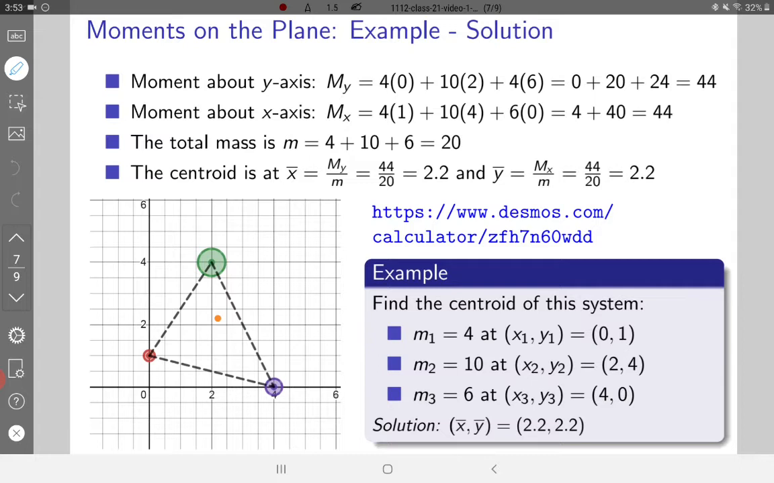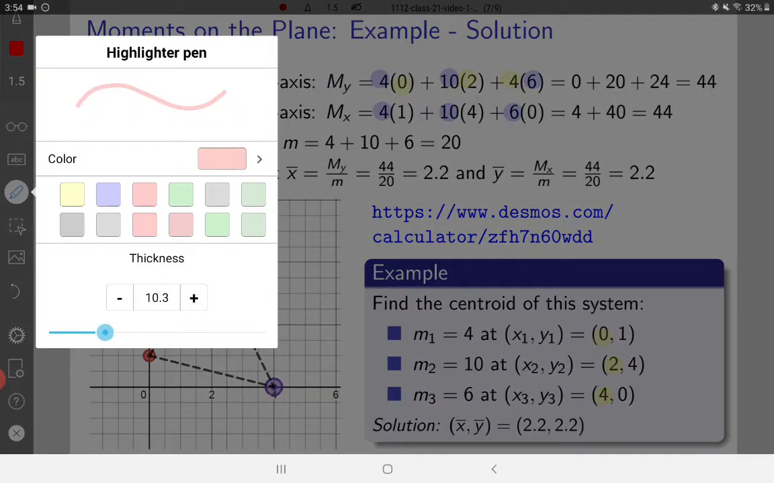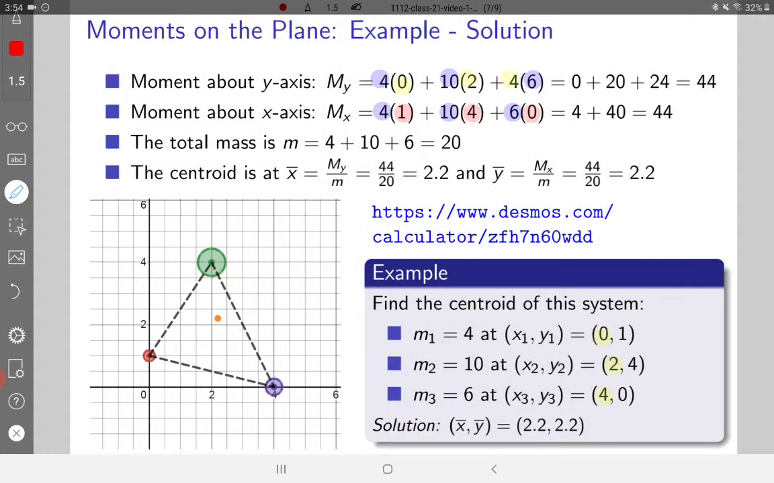Here we are. Here are the results of that. The moment about the y-axis, you can see I have the three masses, 4, 10, and 6. And then you can see I have the x-coordinates to measure the moment about the y-axis. There's the 0, the 2, and the 4. And you can also see I'm using the y-coordinates of 1, 4, and 0 to measure the moment about the x-axis, across the x-axis where y equals 0. And then you can see those totals.